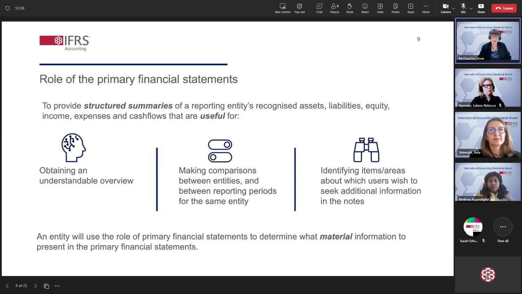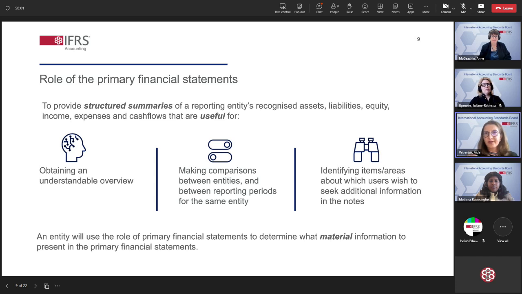So, for example, income and expenses in the statement of profit or loss, and assets, liabilities, and equity in the statement of financial position. They're also useful for making comparisons between companies and between reporting periods for the same company. And finally, they're useful for identifying items about which investors might want to seek additional information in the notes. And companies will consider these three aspects when determining what material information should be presented in the primary financial statements.